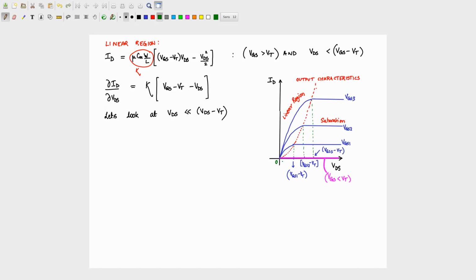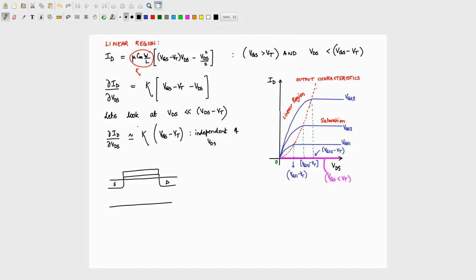Or to look at it pictorially, copy the output characteristics and put them here. Let's look at the situation very close to the origin. Then the ratio ∂ID/∂VDS is approximately K times (VGS − VT). If you notice, this is independent of VDS, right? So basically, I have a MOSFET, and this is my source, and that is my drain.